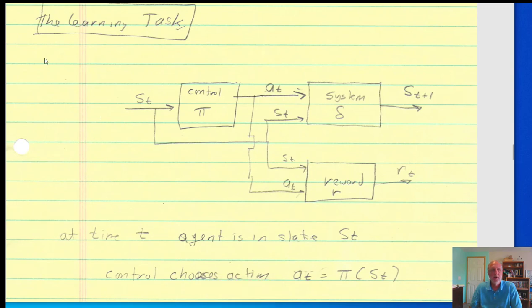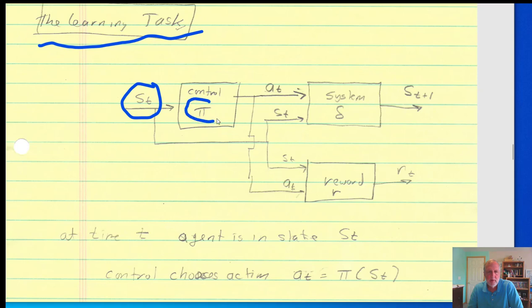All right, so here's the task that we're trying to do. And here's a block diagram that I've drawn to make this look like a control system. So the current state goes through the controller, which is the policy pi, and it generates an action. The action and the current state go into the system delta, and we get a new state.